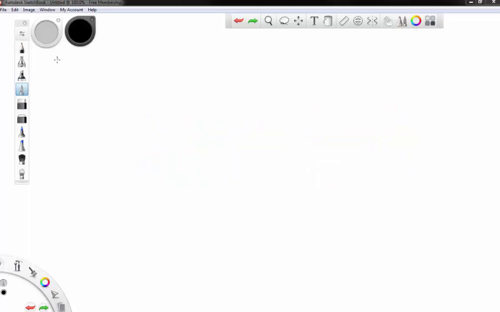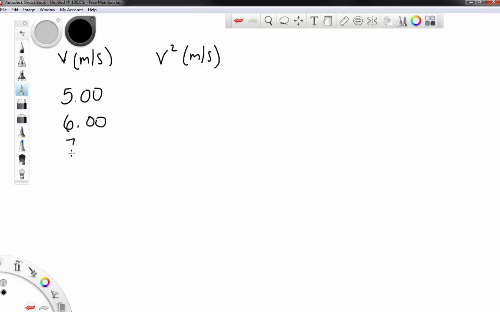So let's start out by just simply making ourselves this little table in which we're going to put the speeds of the cars. So we'll call that the speed in meters per second. And then the next column can be the speed squared, also in meters per second. So we had 5, 6, 7, 8, and 9.